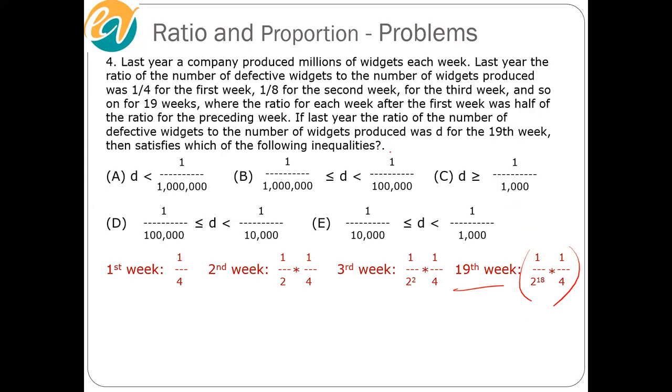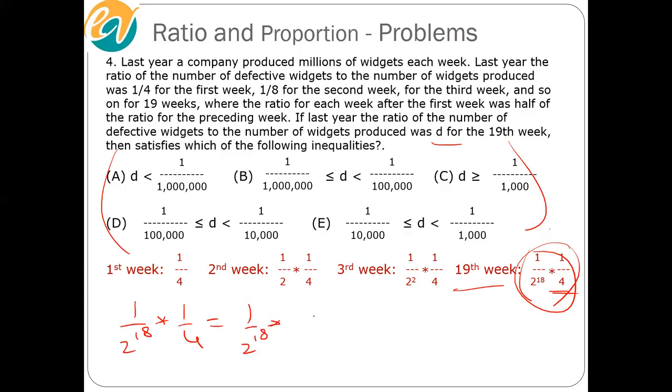And by the way, this is given to us as D, right? And then we have to look for options that what is most suitable value for D. Now, notice this basically is 1/2 raised to the power of 18 into 1/4, right? Which is nothing but 1/2 raised to the power of 18 into 1/2 square, which would be 1 upon 2 raised to the power of 20, correct? So this is the value of D.